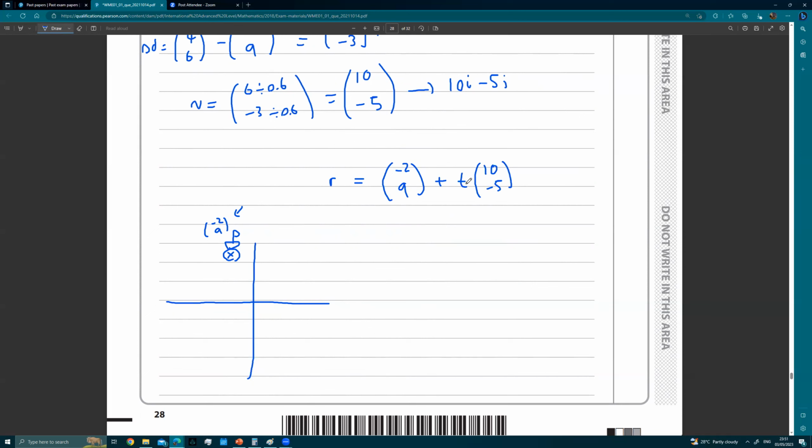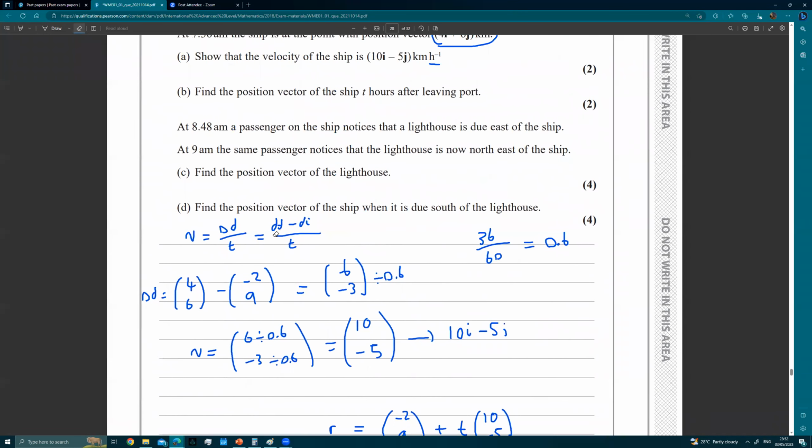Let's say you wanted to work out the position 10 hours later. You would just do -2, 9 plus 10 hours later, 10, -5. That would be -2 plus 100, and then 9 minus 50, for example. So that would be the position 10 hours later. And the position t hours later is just going to be -2, 9 plus t hours brackets 10, -5. Because remember, every hour, you're going to travel 10 along the i and 5 along the negative j. Anyway, where were we? So this would be part B.